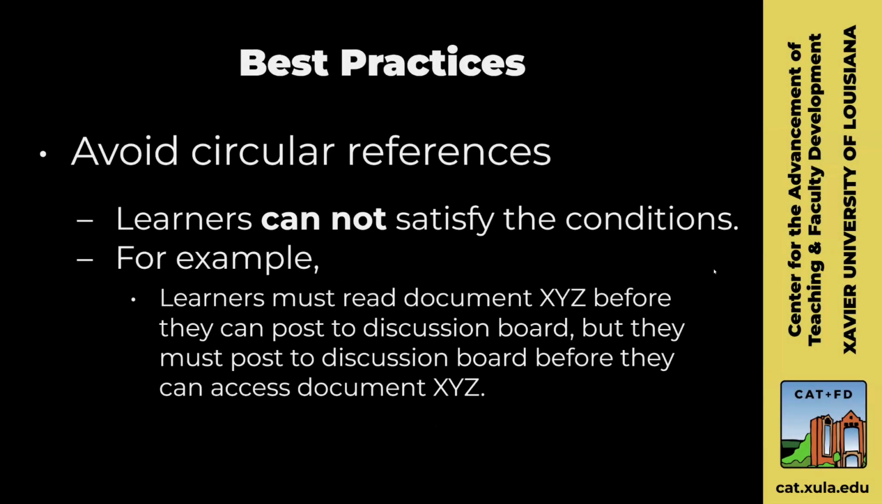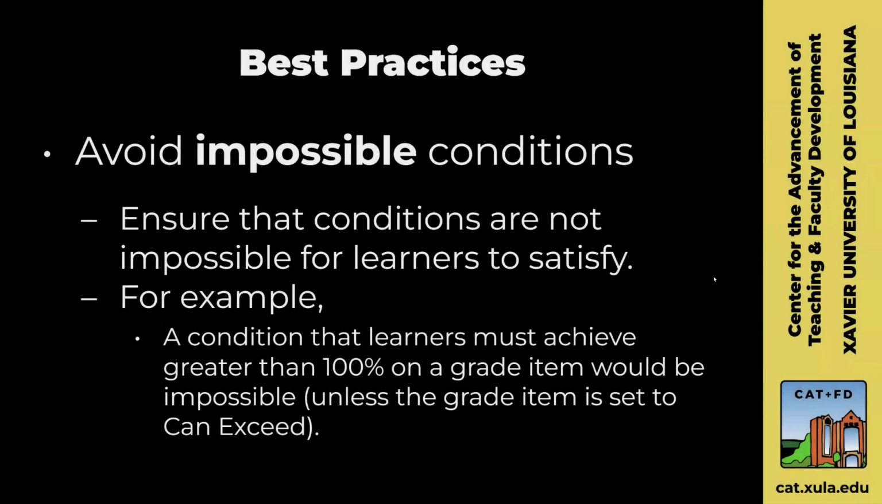Avoid circular references. So this is going to be conditions that learners cannot satisfy. So for example, I'm asking them to read a document before they can post to a discussion board, but they have to post to that discussion board before they can access that same document. They will never be able to satisfy that condition. Avoid conditions that are impossible.